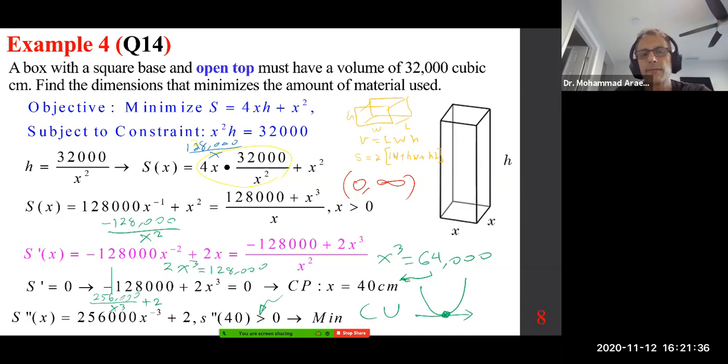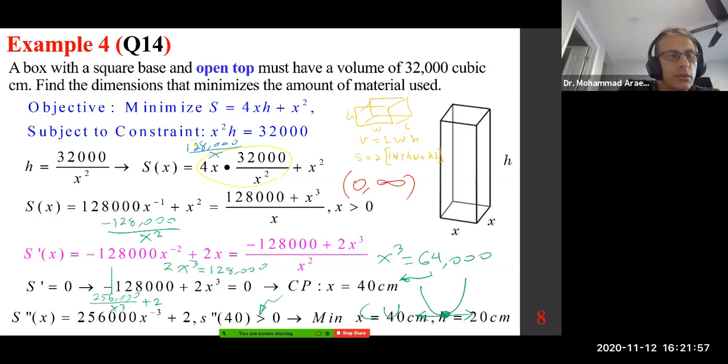Looking like that. So minimum occurs at x equals 40, everybody. Minimum occurs at x equals 40. Okay? So meaning what? Meaning you go back to x squared h. h is 32,000 divided by x squared, and you find h.